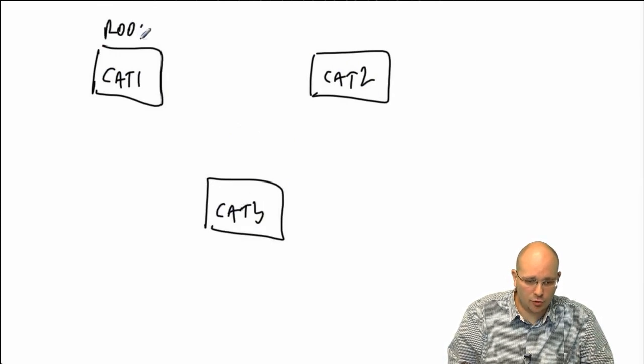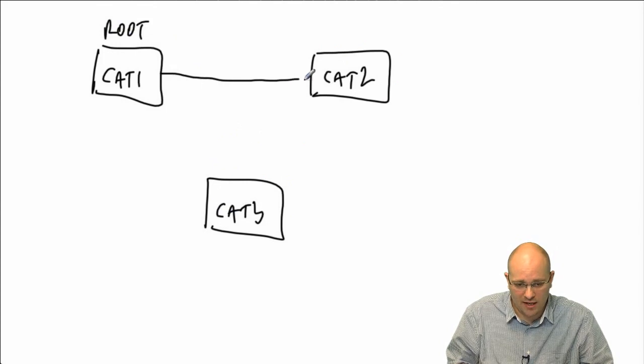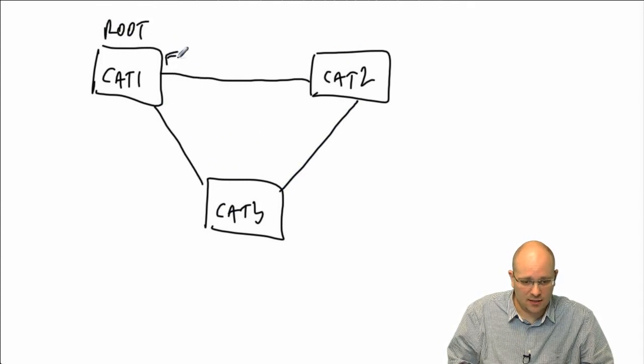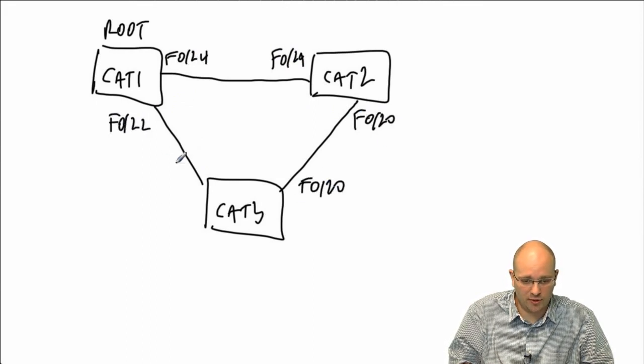Cat1 will be the root in this network, and my switches are going to be interconnected in a triangle that looks like this. This is going to be FastEthernet 0/24, and this is going to be FastEthernet 0/24. This will be FastEthernet 0/20, and this will be FastEthernet 0/20, and this one here will be 0/22.